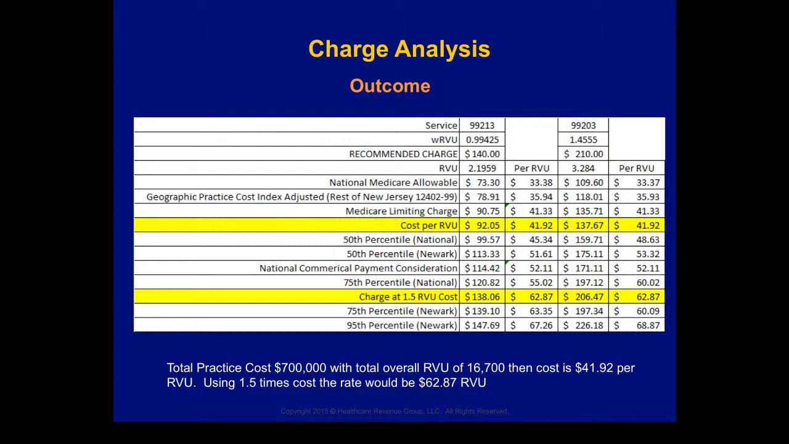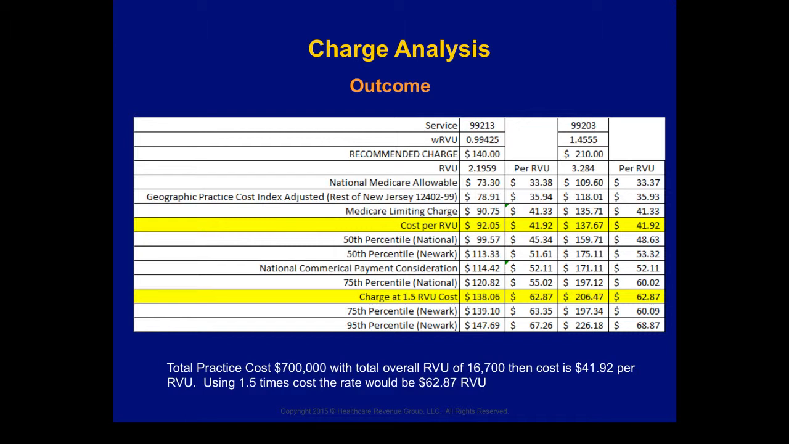Let's look at the 99203 over here. Well, if I use my 41.92 cost per RVU and I do my 1.5 factor, I need to be at about $206 as a charge for my business and my practice. Well, the 75th percentile is 197 or 200. The national data says 197. So this time I'm actually higher than the 75th, where I wasn't on the 99213. But I'm still lower than the 95th percentile at 226.